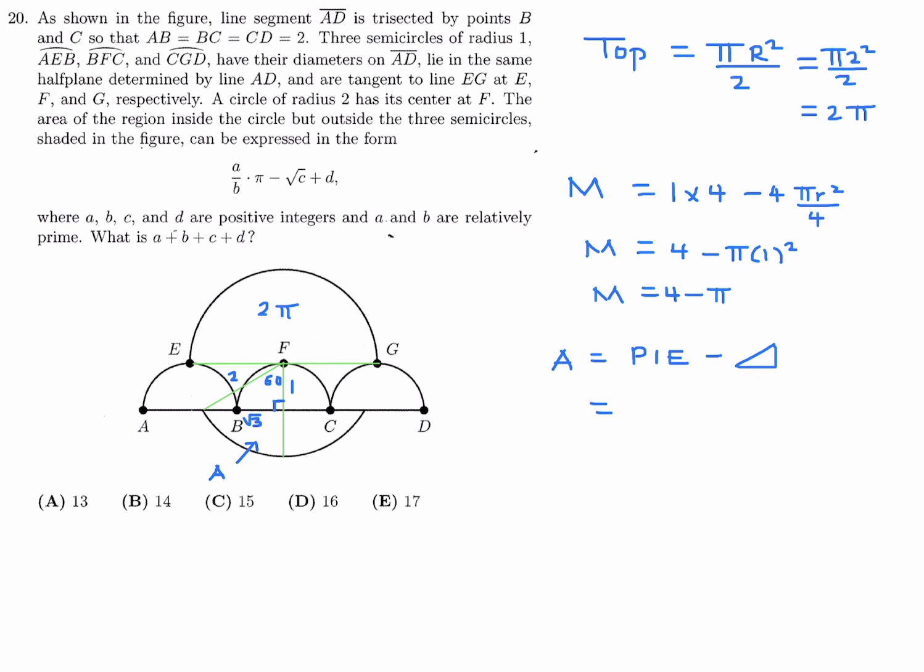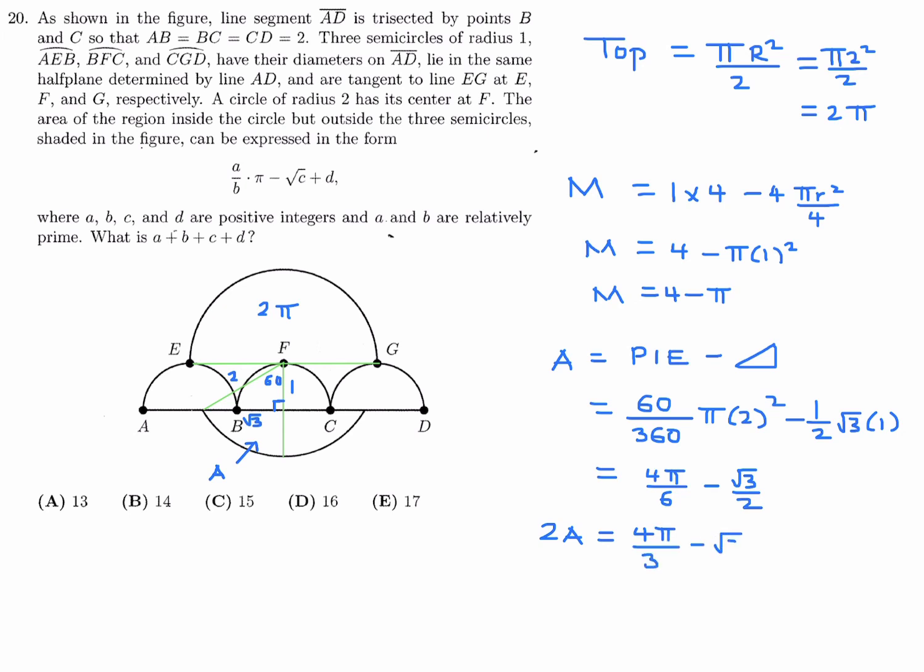So the pie is 60 degrees, very important because it gives me how much of the circle, 60 over 360, namely, of the area of the circle, which is pi r squared, and r is 2. And then that triangle is easy, 1/2 base times height. The base is root 3, the height is 1. So this looks like 4 pi over 6 minus root 3 over 2. And of course, this whole thing is not A, it's 2A, because A just represented half of it. So now I have to get 2A. So 2A would basically be 4 pi over 3 minus root 3.